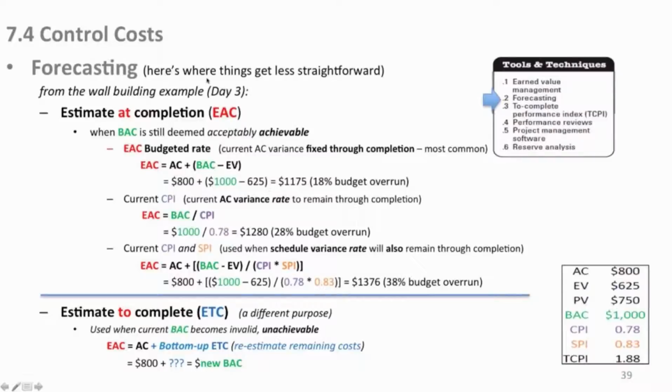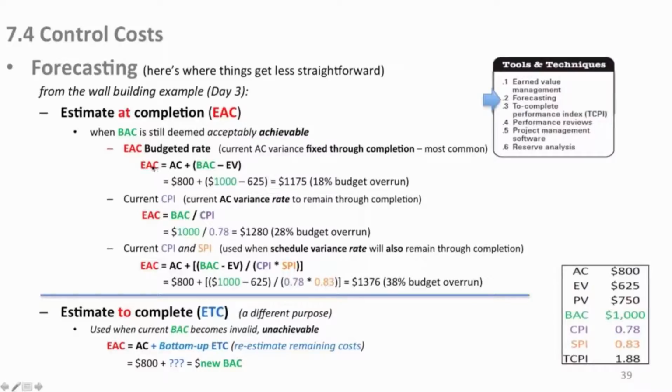So let's go through this. It says up here, here's where things get less straightforward. That would have been applied to the prior slide too, basically because of the options you have here. But let's look at these. When you still think you can achieve your budget at completion, even given the variances you had to date, you can use these formulas. At the budgeted rate, for the current actual cost variance, if you think that's it and it's just going to remain constant through the end of the job, here's your calculation.